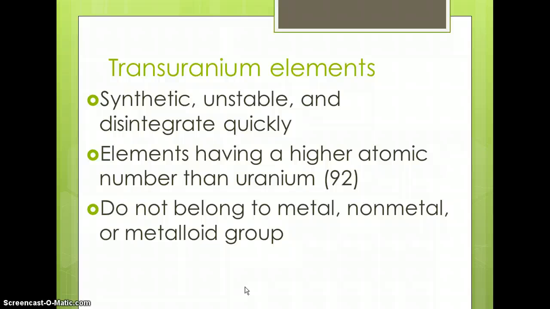So elements in this case do have a higher atomic number than uranium. Uranium is 92, so anything higher than that atomic number are ones that are transuranium elements, meaning that those are man-made.